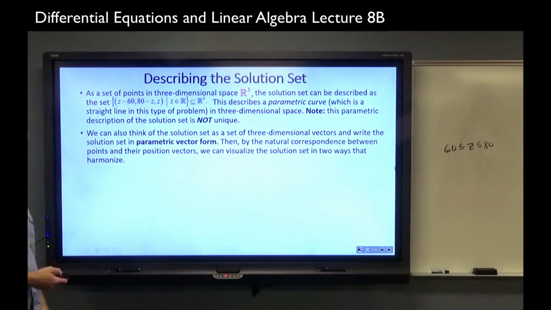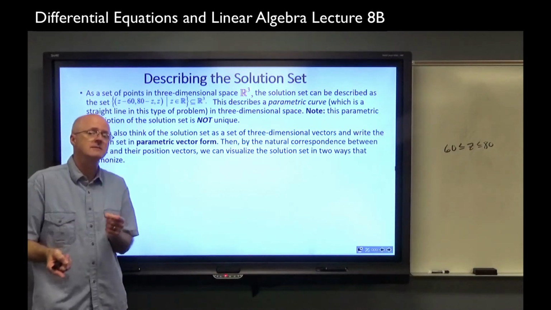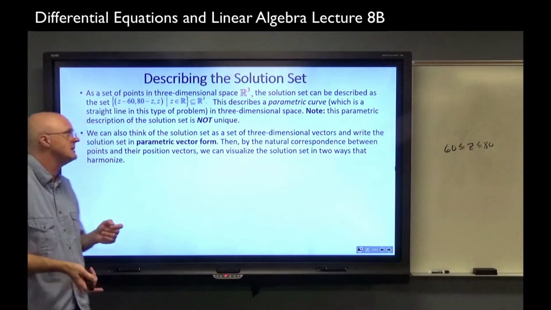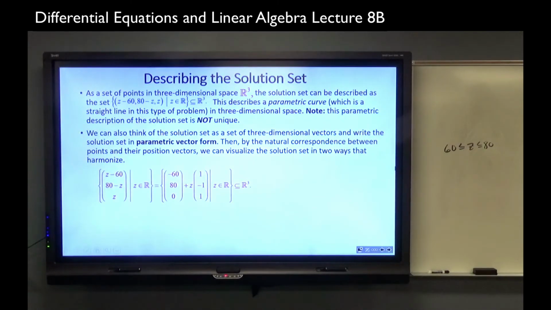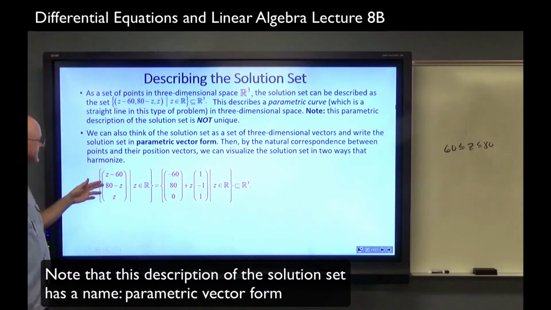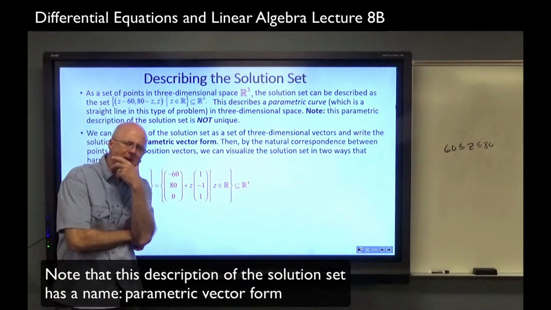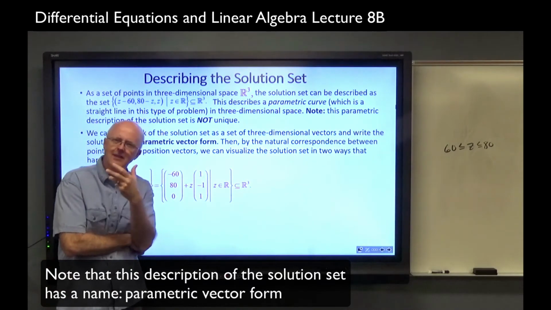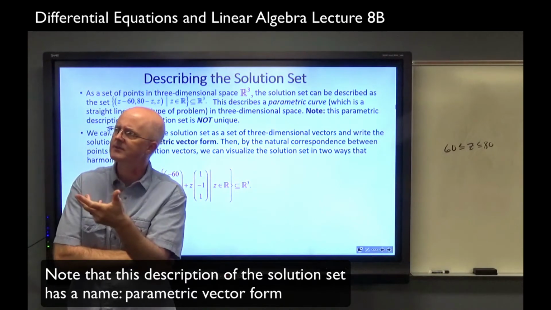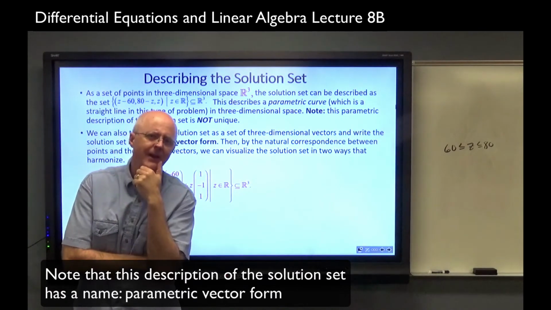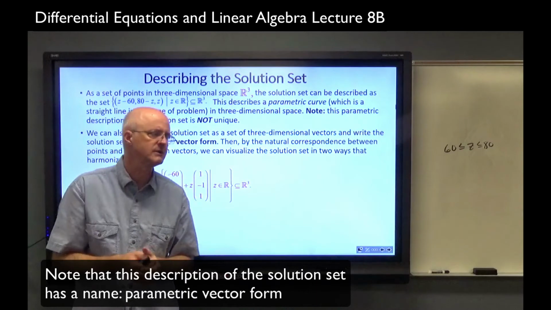We can also think of these solutions as being vectors. And it's worthwhile to think of it both ways. We want to be flexible. So I'm writing the solution set as a set of vectors in this situation now. Z minus 60, 80 minus z, and z, as z varies over R, as a subset of three-dimensional space as well. But wait a minute, are the elements of three-dimensional space points or are they vectors? You can think of it either way, and you can relate the two by the natural correspondence we've talked about.